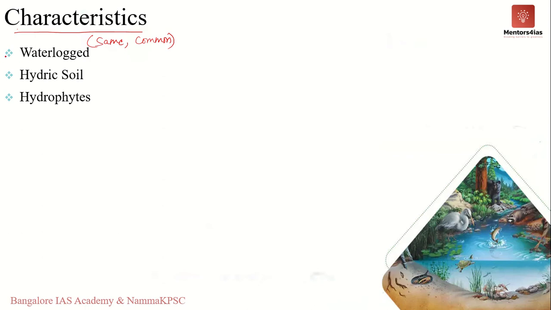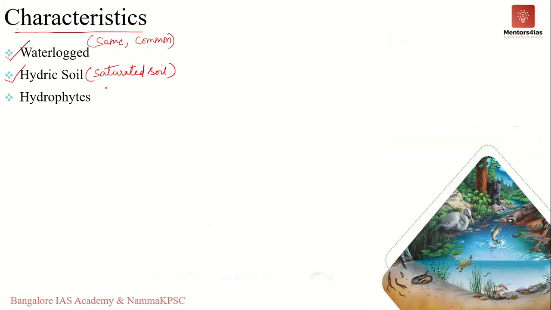So the first feature is waterlogged. Any wetland that you take will be waterlogged temporarily or permanently, and it may be by fresh water or saline water, it does not matter, but it is always waterlogged. The second characteristic feature is hydric soil. What do you mean by hydric soil? This is nothing but soil which is saturated with water and therefore known as hydric soil. Here you have anaerobic conditions which exist in this particular type of soil.